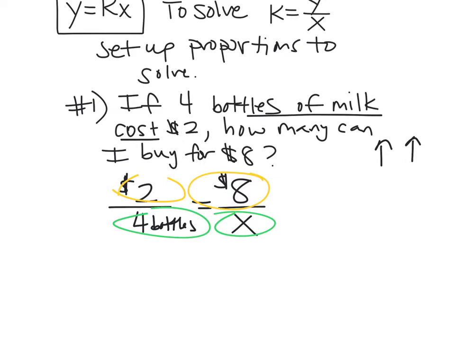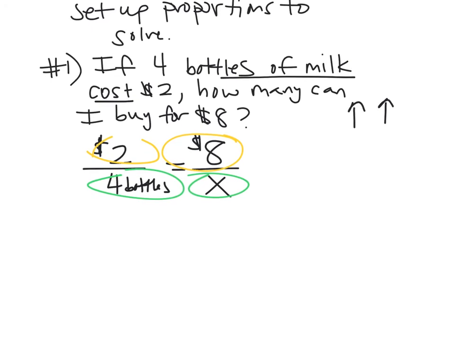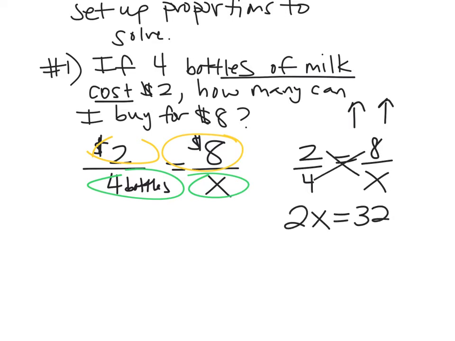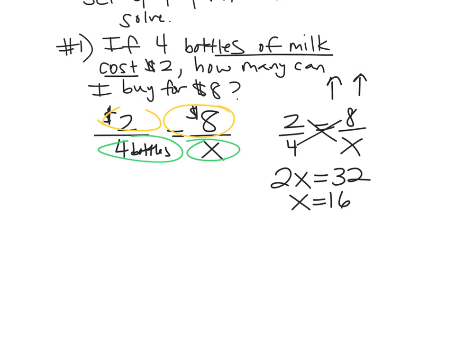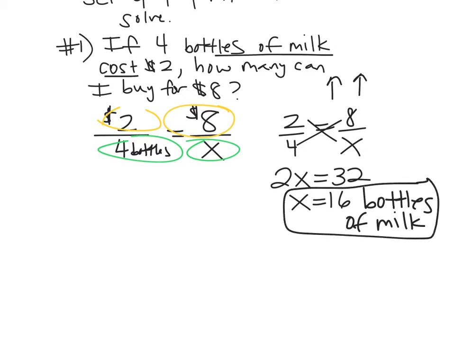And then we can solve this by cross multiplying. So you have 2 over 4 equals 8 over x, and you cross multiply, and you get 2x equals 32. Divide by 2, x is 16. Now I am going to mark off if you don't have units there. Okay, so 16 what? 16 kittens? 16 bottles of milk. That's a lot of milk for all those kittens, I guess. All right, so that's the first one.